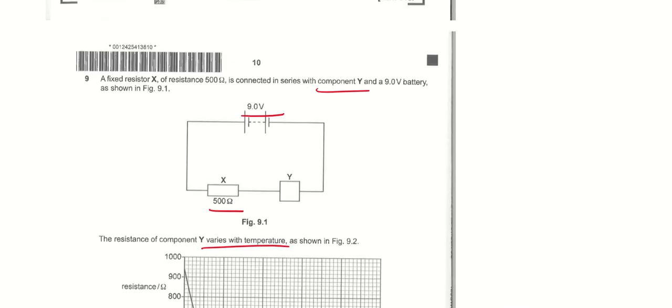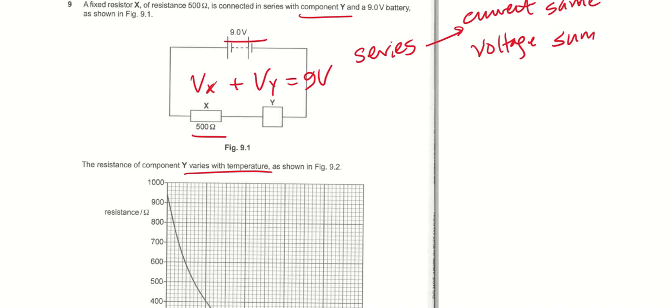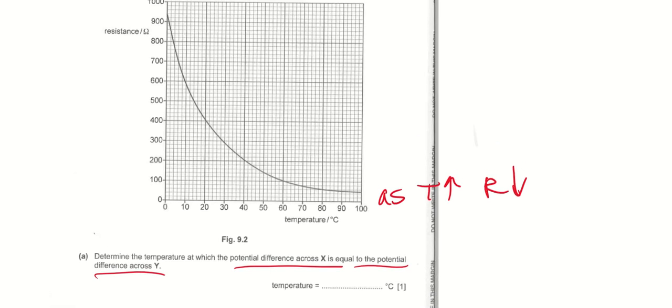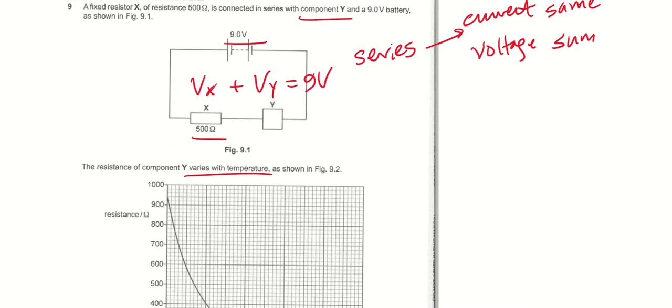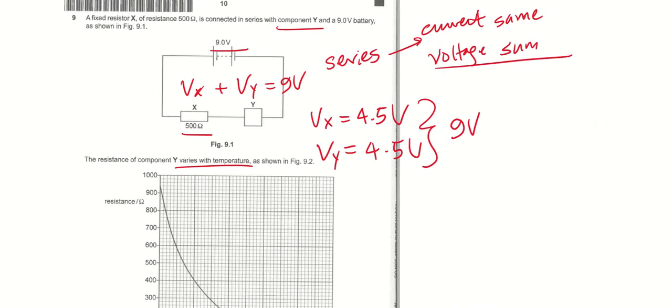So this is our sum. How are they connected? They are connected in series. In series, current is same. Voltage is sum. So therefore, Vx plus Vy will be equal to 9 volts. Okay, that means if I want the potential difference across X to be equal to the potential difference across Y, so then Vx should be 4.5 volts. Vy should be 4.5 volts, right? Because they add up to be equal to the 9 volts because voltage is sum.